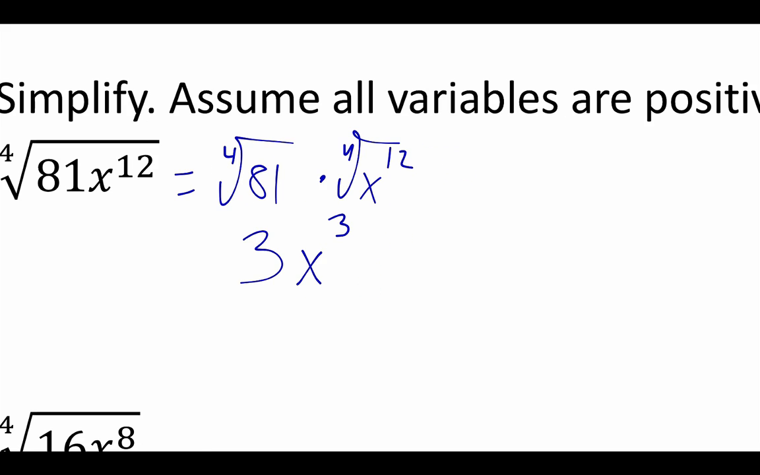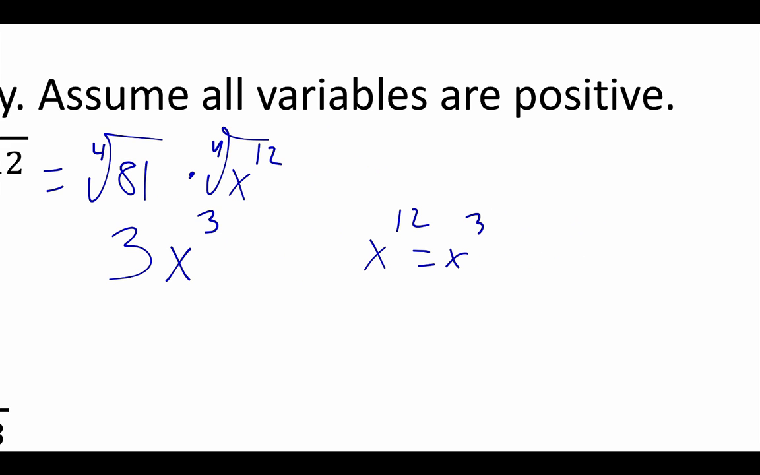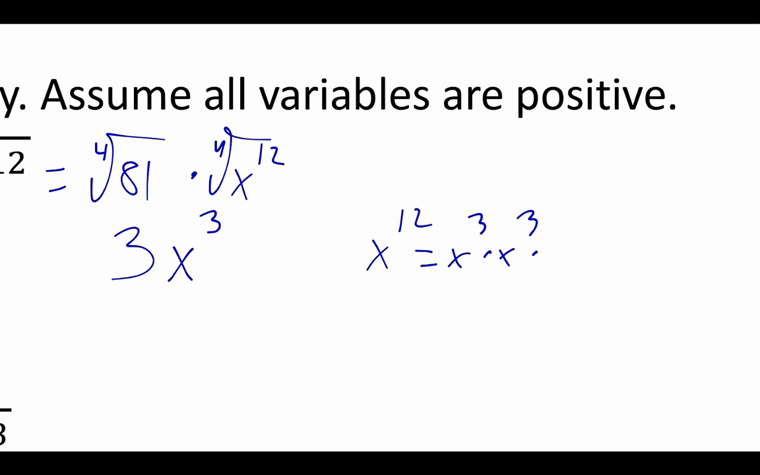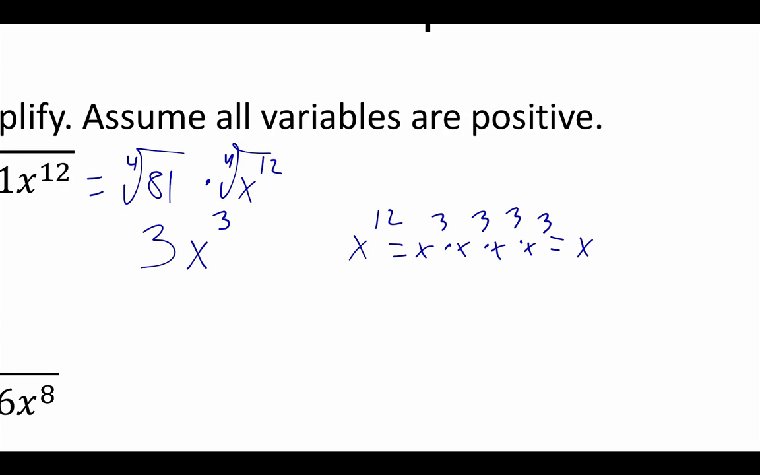That's because, again, x to the 12th, we could write as x to the 3rd times x to the 3rd times x to the 3rd times x to the 3rd. Or in other words, x to the 3rd to the 4th. So it's like we kind of cancel out that 4. We're going to talk about some shortcuts for that in a little bit.